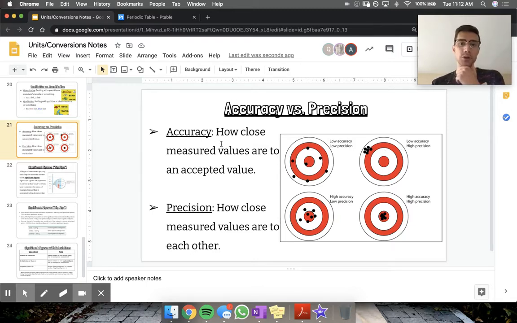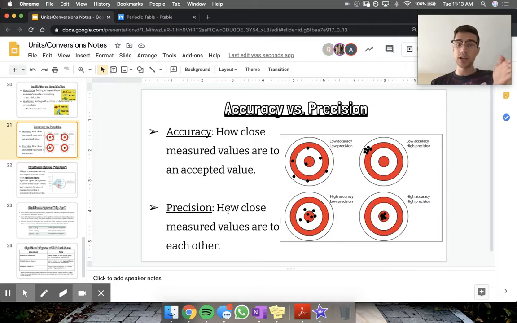So accuracy is how close measured values are to an accepted value. In this case, the accepted value, or our goal, is the bullseye. Low accuracy is missing the bullseye. This one's pretty close, but most of them are pretty far away. Most of these are pretty close to the bullseye, so that's high accuracy. And these are all super close to the bullseye, or if not right on it. High accuracy means they are meeting the goal.